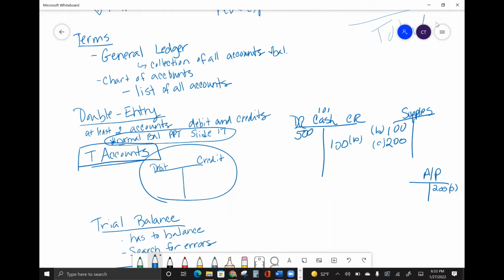So let me go back to my example with the marketing girl. She does her little budget. She's putting all her numbers in. And then at the end of the year, sometimes she likes to see how much money she has left.